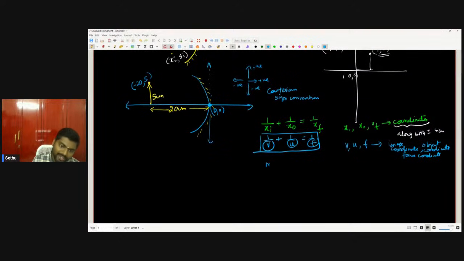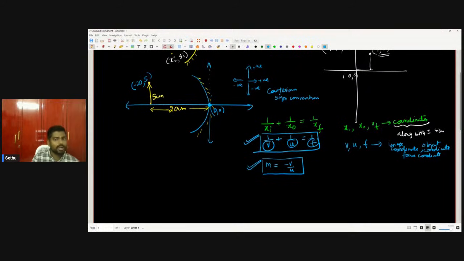Similarly, magnification has a formula minus v by u. Magnification has a formula minus v by u. Once again, what is v and what is u? V is the x coordinate of the image. U is the x coordinate of the object. So magnification is minus v by u. So remember these two forms.